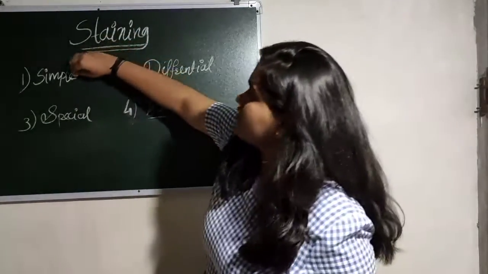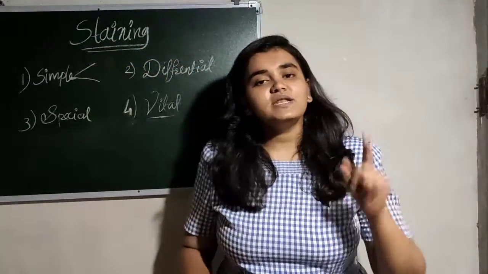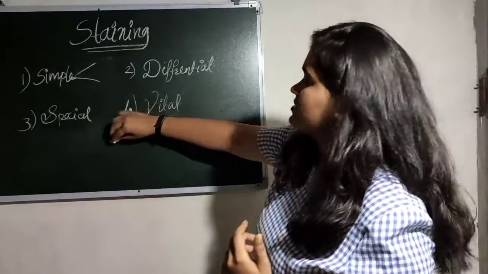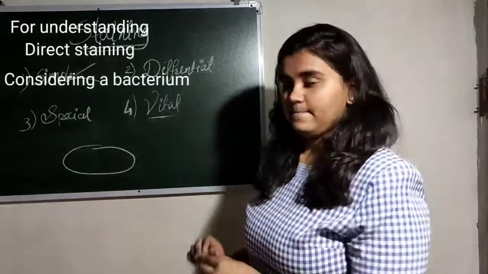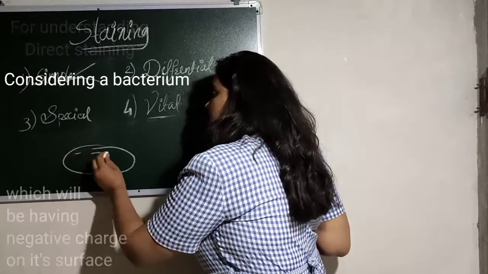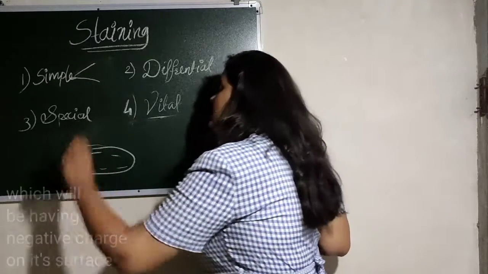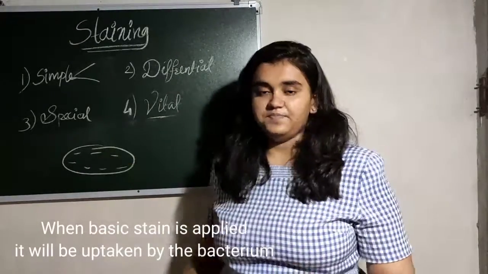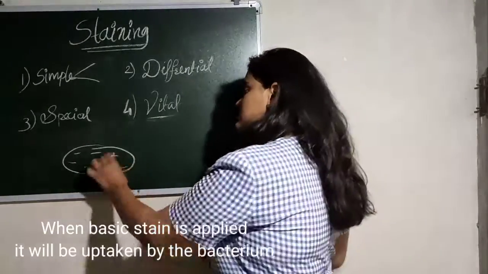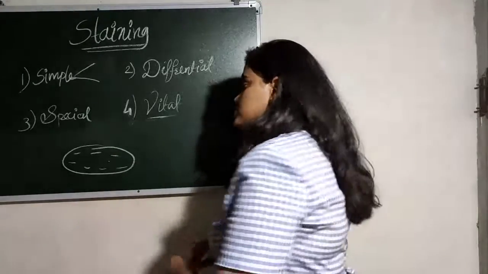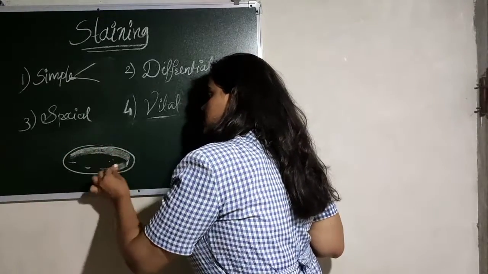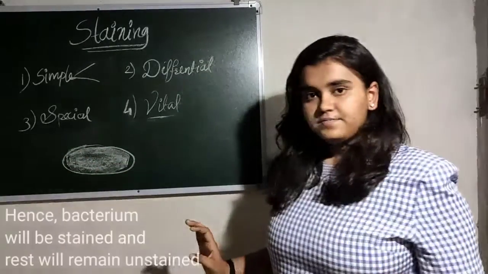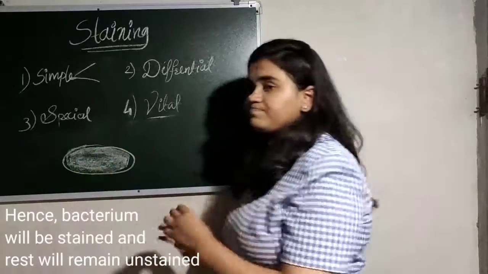Simple stain has two different types. The first one is direct staining and the second one is indirect staining. Understanding direct staining, consider a bacterium which has a negative charge. If I provide a basic dye to this bacterium, the bacterium will uptake that basic dye. So this bacterium will be colored, right? And the surrounding will be uncolored.